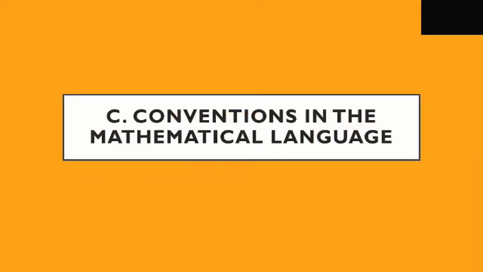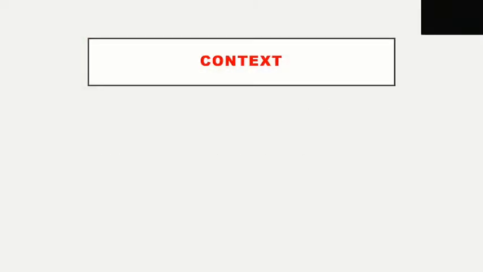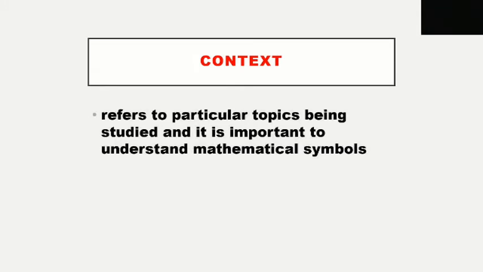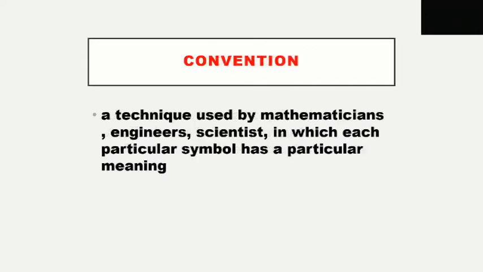Conventions in the mathematical language. Context refers to the particular topics being studied. It is important to understand mathematical symbols. Conventions are a technique used by mathematicians, engineers, scientists, and anyone, in which each particular symbol has a particular meaning.